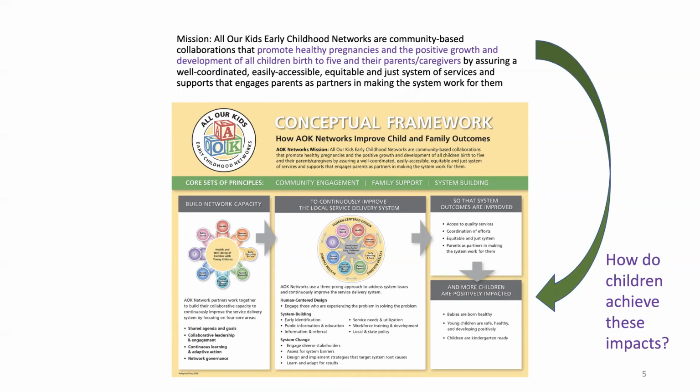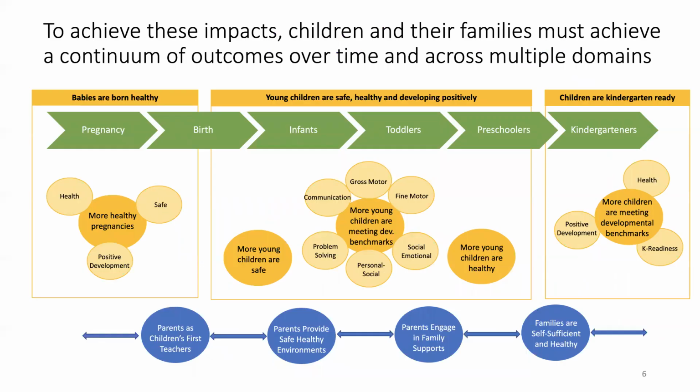When we talk about promoting healthy pregnancies and the positive growth and development of all children birth to 5 and their parents and caregivers, this is also reflected in our conceptual framework in the lower right-hand corner, where we list the 3 main child impacts that we're interested in. That includes babies are born healthy, young children are safe, healthy, and developing positively, and children are kindergarten ready. The question becomes, how do children achieve these impacts?